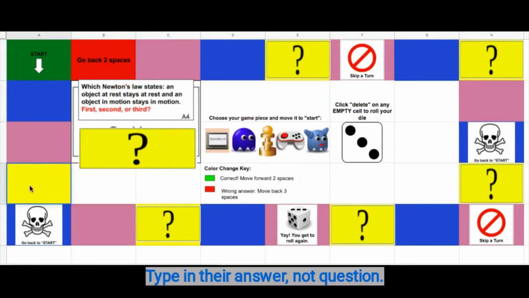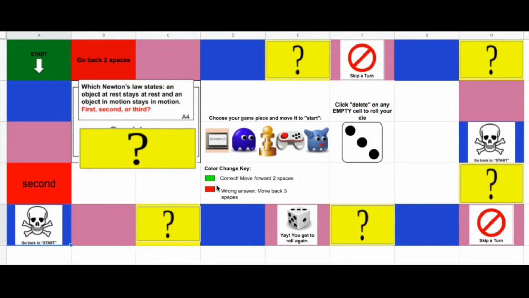They can type in the answer. If their answer is wrong, the color change key tells them it's the wrong answer, move back 3 spaces. So they would have to move back 3 spaces, and it changes color to red. If they have the correct answer, the color changes to green, which means it's correct, and they can move forward 2 spaces. So they can move their card into the next space.